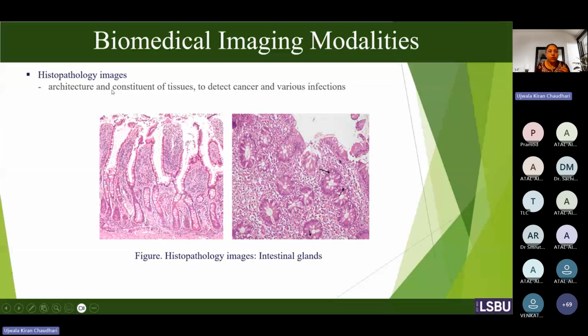So these are, again, another kind of imaging to detect cancer or various kinds of infections. This typical image you can see is of the intestinal glands, where you can see the crypts and this villi structure, the long one, nuclei, and different components.